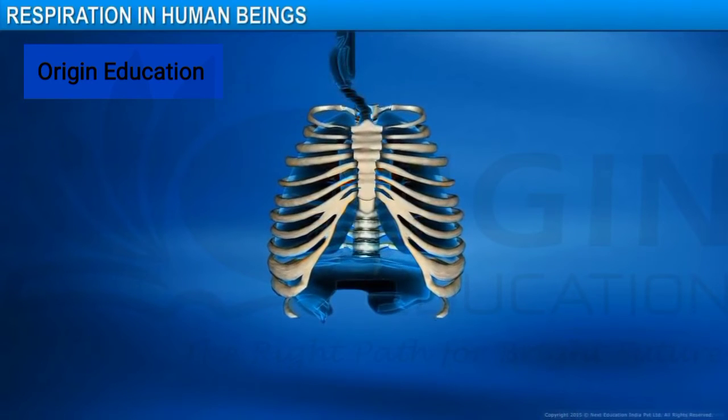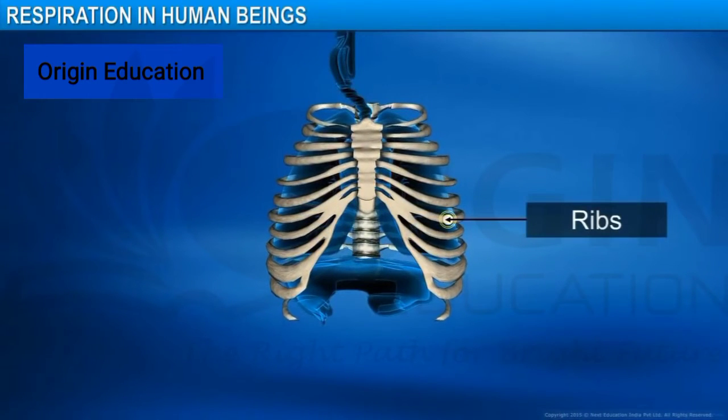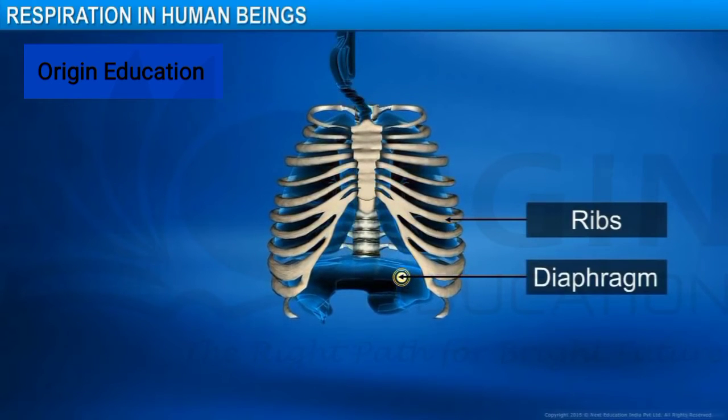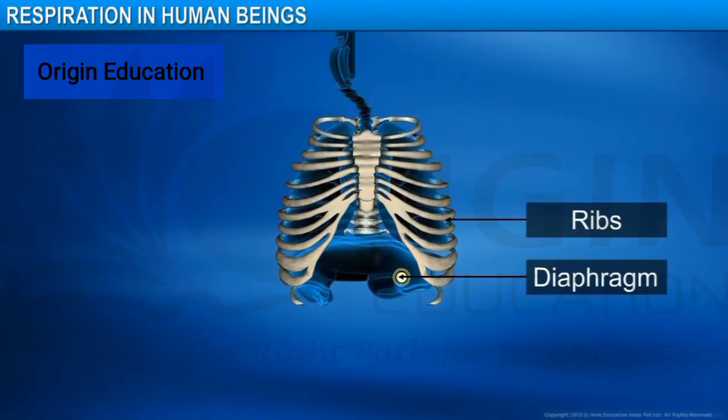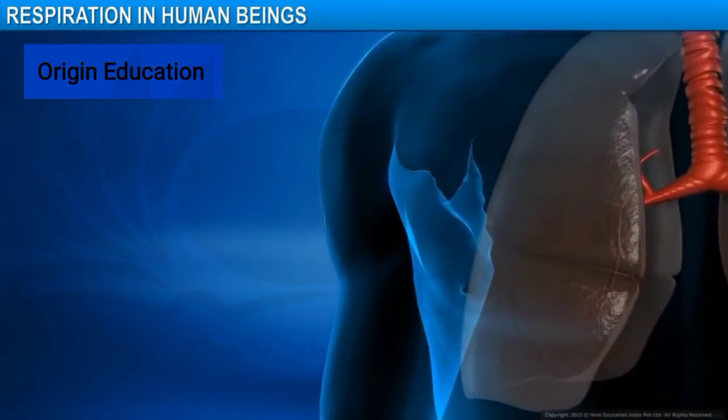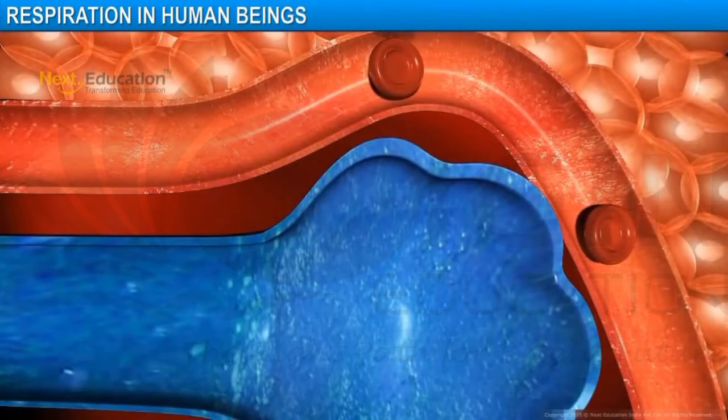When we breathe in, we lift our ribs and flatten our diaphragm. As a result, the chest cavity becomes larger. Air gets sucked into the lungs and fills the expanded alveoli.